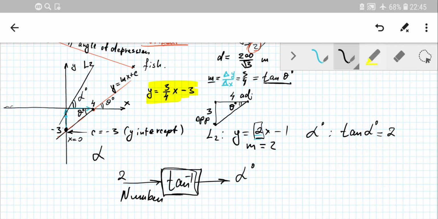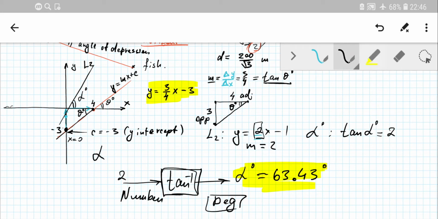Let's take calculators and figure out how much that is. Hold on, I'll be quick. My calculator is a bit away. All right, we've got tan minus 1 of 2. Make sure you have your calculator in degrees mode, otherwise you'll get the wrong answer. So you've got 63 degrees.